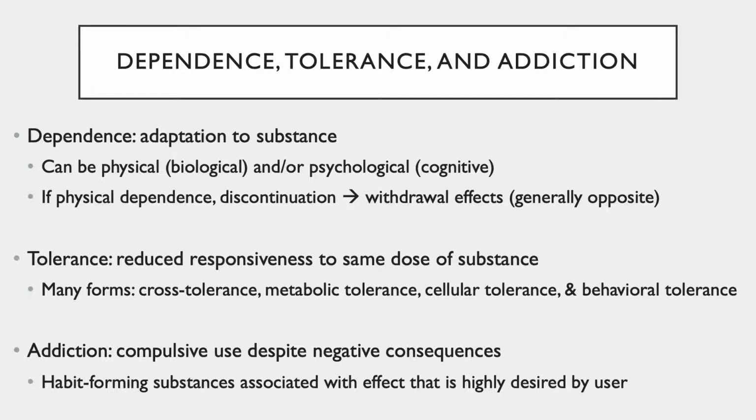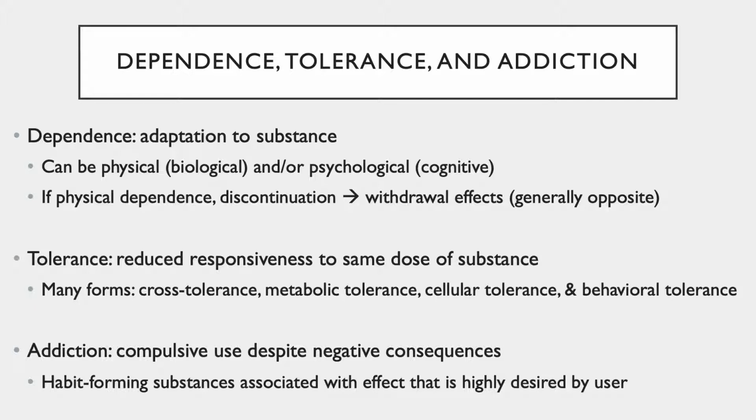Tolerance refers to reduced responsiveness to the same dose of a substance, and there are many forms of tolerance. Cross-tolerance refers to tolerance that is developed because of a similar substance. For example, there is cross-tolerance between alcohol and benzodiazepines. Metabolic tolerance is tolerance that is developed because of increased activity of the metabolic pathway of that substance, oftentimes in the form of upregulated liver enzymes. Cellular tolerance is also referred to as pharmacodynamic tolerance and refers to changes at the cellular level, for example, downregulation and desensitization of receptors, or conversely, upregulation and increased sensitivity of receptors.